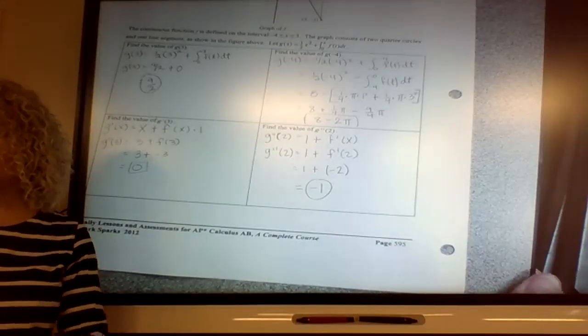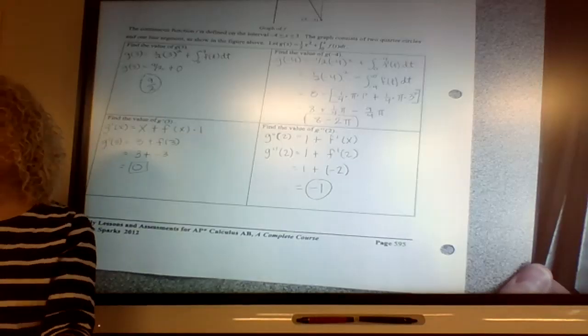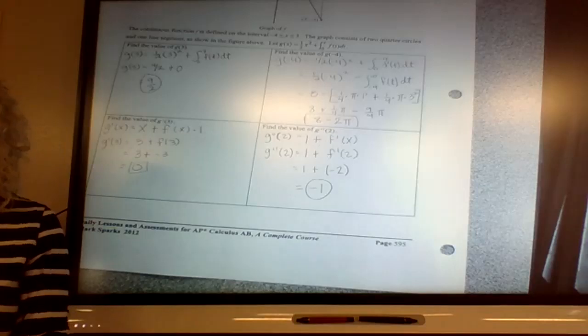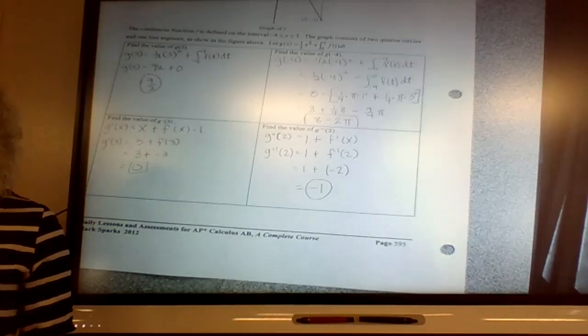Homework time. So you have page 596, 597, and 598. It's 19 problems. You can work on them together while you're in here for sure.